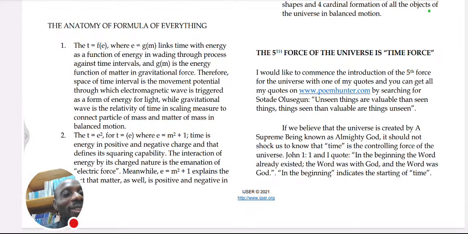I would like to commence the introduction of the fifth force of the universe with one of my quotes, and you can get all my quotes on www.poemonta.com by searching for Shota Delushegun. Unseen things are valuable than seen things. This is a palindromic extract from my poem, and it's something that is so powerful.